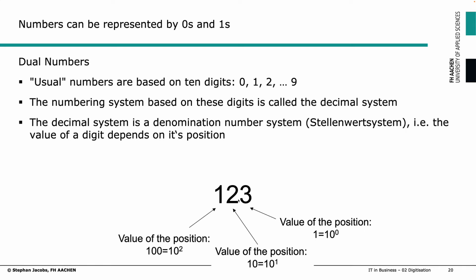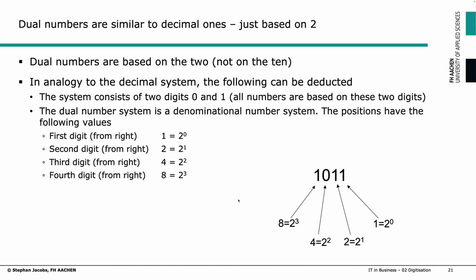So basically the values coming from the back are 10 to the power of 0, 10 to the power of 1, 10 to the power of 2. If you had one more digit, it would be 10 to the power of 3, namely the thousands. And simply looking at this decimal system, the idea of how to create dual numbers, which are just based on 2 digits, namely 0 and 1, becomes quite obvious.